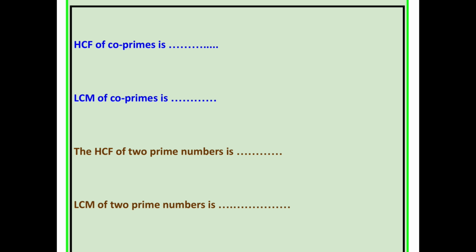Next, HCF and LCM by prime factorization method. HCF of co-primes is 1. LCM of co-primes is their product. HCF of two prime numbers is 1. LCM of two prime numbers is their product.